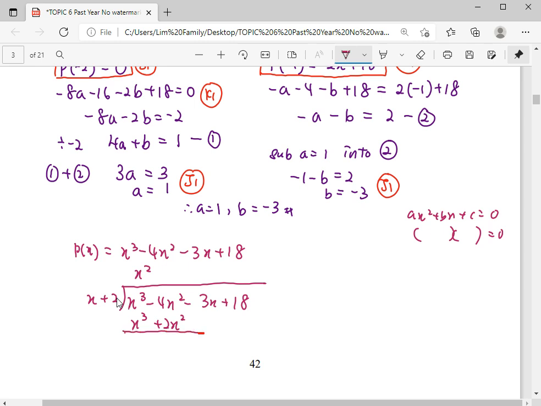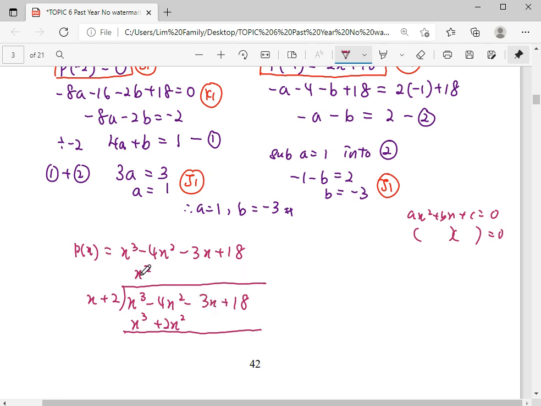So when you're doing your long division, remember we have to arrange our terms in order. Start with power 3, power 2, then x, then numbers. If that term does not exist, we put a 0.